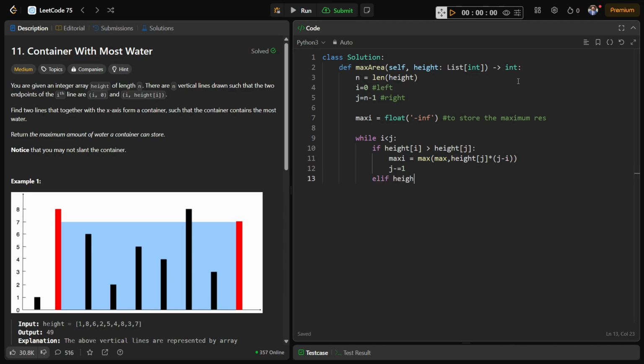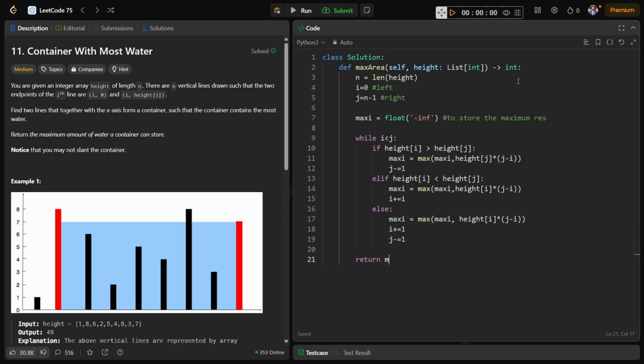Now else if the height of i is smaller than the height of j, in that case what we'll do is the vice versa condition. We will have the maxi here, the previously stored surface area, compared with the current area which we get, and we increment i, looking for other poles with greater height. Okay. Now in the else case, maxi will be the max of maxi, taking either of the heights, and since both are the same in this case, we have to increment i and decrement j also to look for other heights. At the end, we will return maxi.